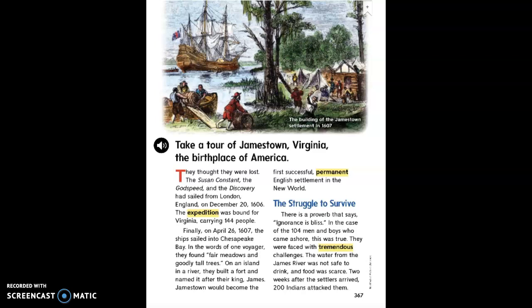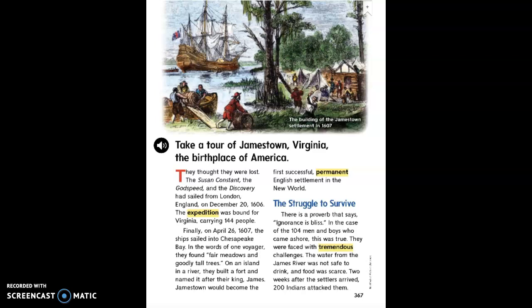The Susan Constant, the Godspeed, and the Discovery had sailed from London, England on December 20th, 1606. The expedition was bound for Virginia, carrying 144 people. Finally, on April 26, 1607, the ship sailed into Chesapeake Bay. In the words of one voyager, they found fair meadows and goodly tall trees. On an island in a river, they built a fort and named it after their king, James. Jamestown would become the first successful permanent English settlement in the New World.